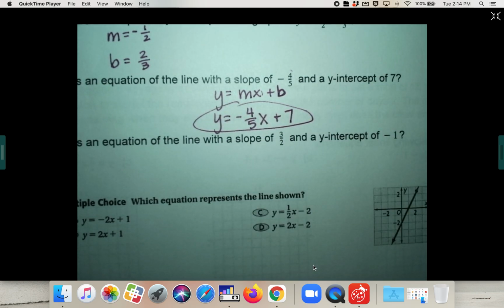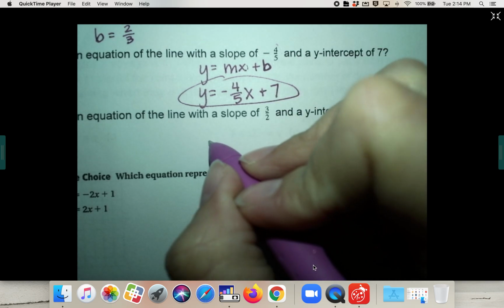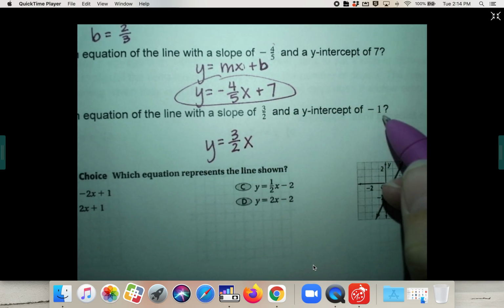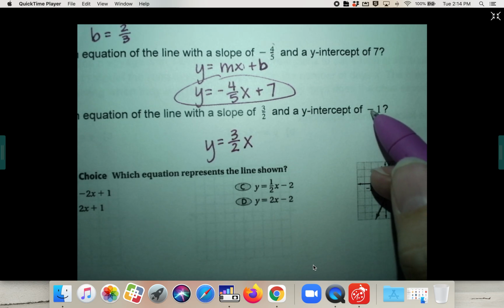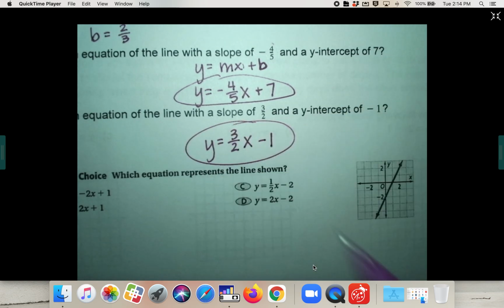Okay, let's do it again. Slope is 3/2. So y equals 3/2 x, don't forget your x. And y-intercept is minus 1, negative 1. So we're going to put minus 1.